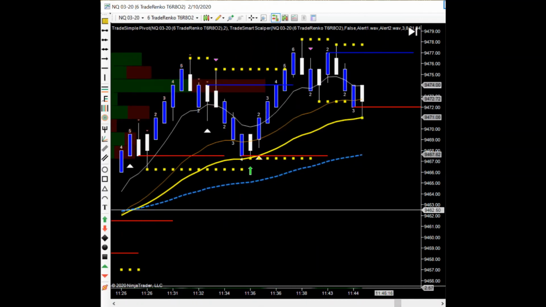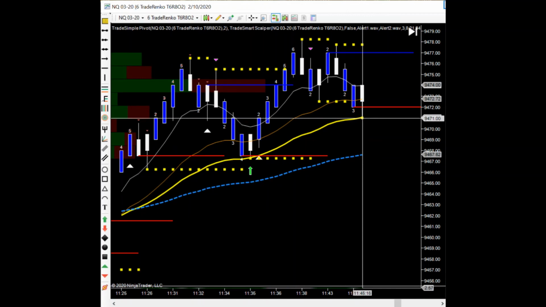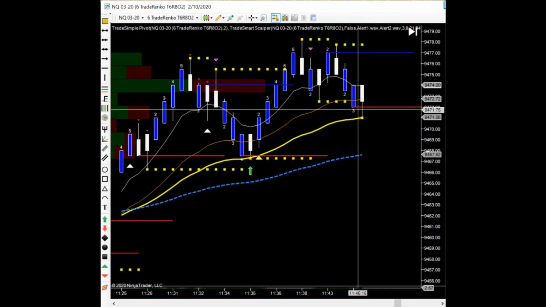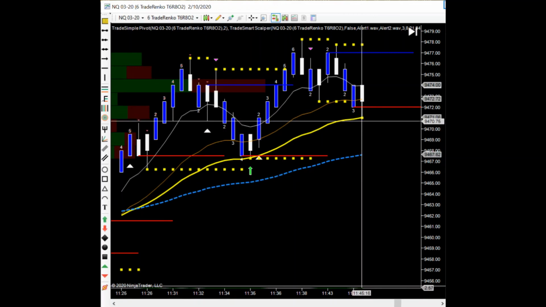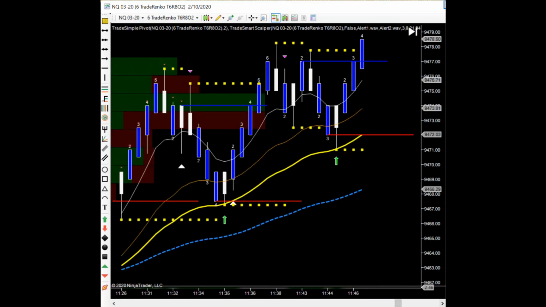So here's another kind of good one. The only thing I don't like about it is it's kind of chop and then comes down to touch. But it does touch. It does meet all the rules. There's support down here. So we'll take this one, see what happens. And that one was a winner.